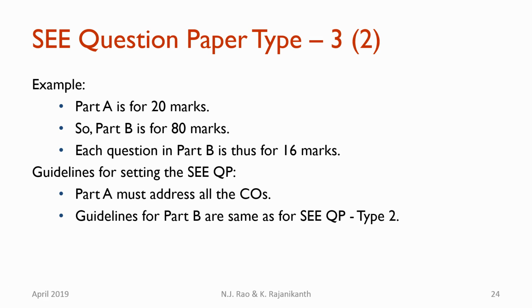Now, the guidelines for setting the SCE question paper are fairly simple. Part A must address all the COs, and then based on how many objective type questions there are in part A, one can decide how many should be devoted to each CO. Again, using the relative importance of each CO and the relative number of hours spent for each CO, the number of objective questions belonging to a CO can be decided. Now, guidelines for part B are absolutely the same as for the SCE question paper type 2, because it is really no different from SCE question paper type 2. The only difference is that it is for a lesser number of marks, otherwise it is the same structure that we need to have.